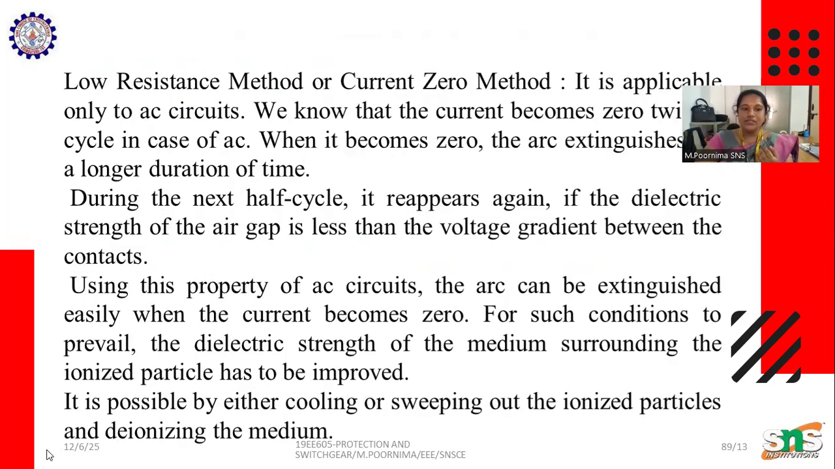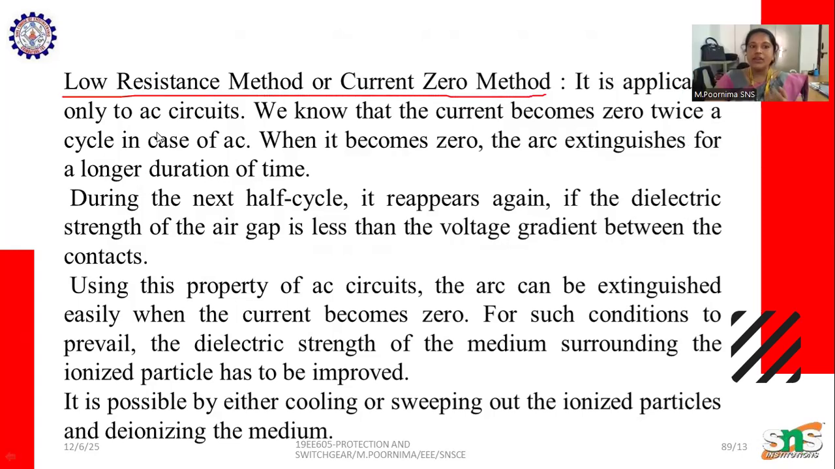Here comes the low resistance method, or current zero method. We already know that it is applicable only to AC circuits. In AC, the current becomes zero twice in a cycle. When it becomes zero, the arc extinction often takes a longer duration of time.